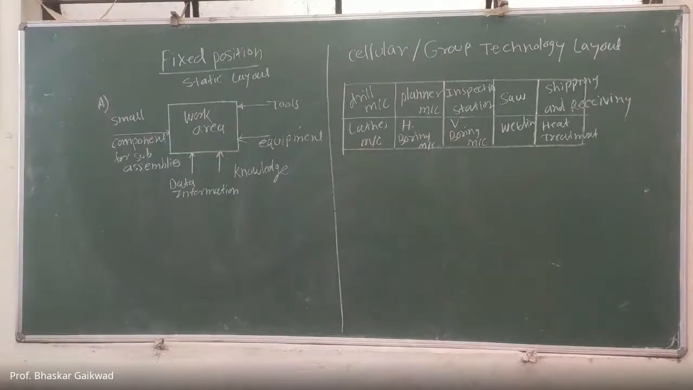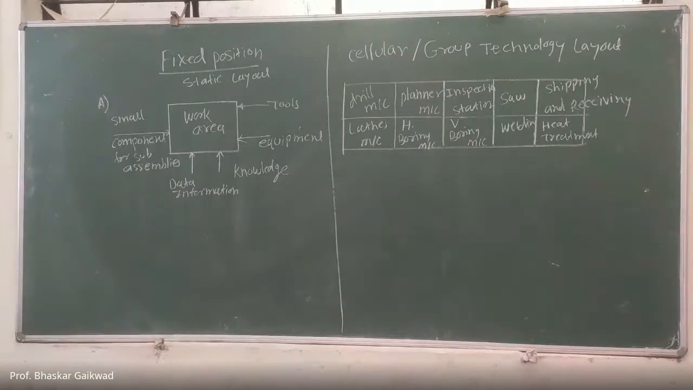Now, in a similar fashion, you can see the cellular or group technology layout. So here is the layout. All types of drilling machines, vertical drilling machines, radial drilling machines, bench type drilling machines, should be in one place. Nearer to this, maybe the planer group or the lathe machine group is there. Group indicates grouping all machinery together. All drilling machines, radial, vertical and multi-spindle drilling machines should be at one place.